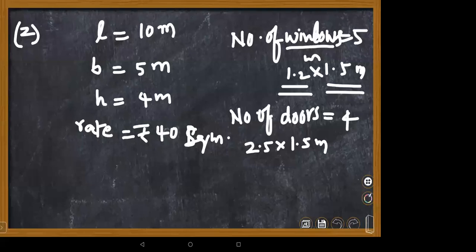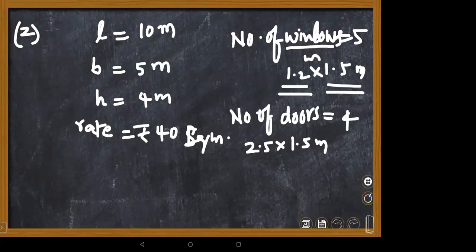First, you need to find the area of four walls using the 2h into (L plus B) formula. Then in the same way, the windows are rectangle shaped, and length and breadth are given. You multiply and you will get the area of a window. And how many windows we have, you have to multiply, children. 5 windows you have, so 5 into 1.2 into 1.5. And in the same way, the number of doors.